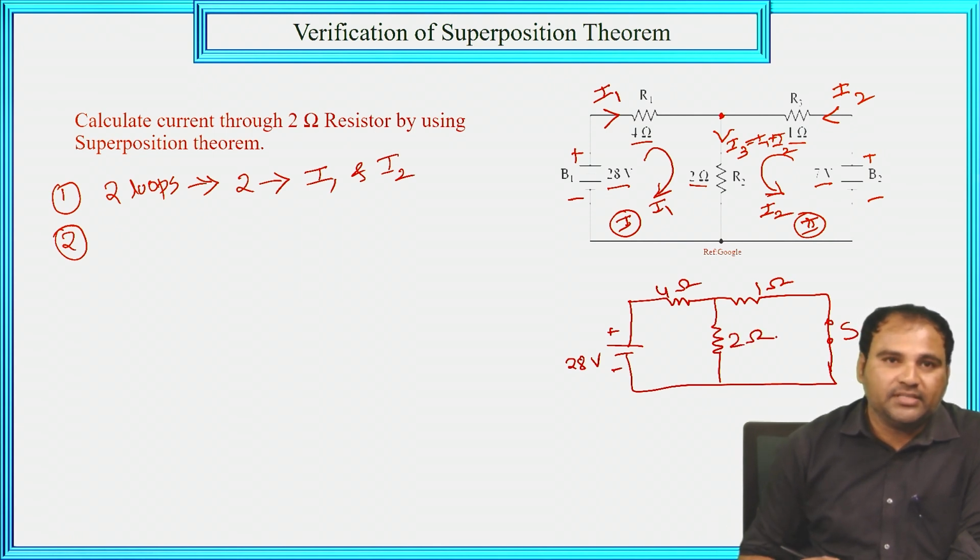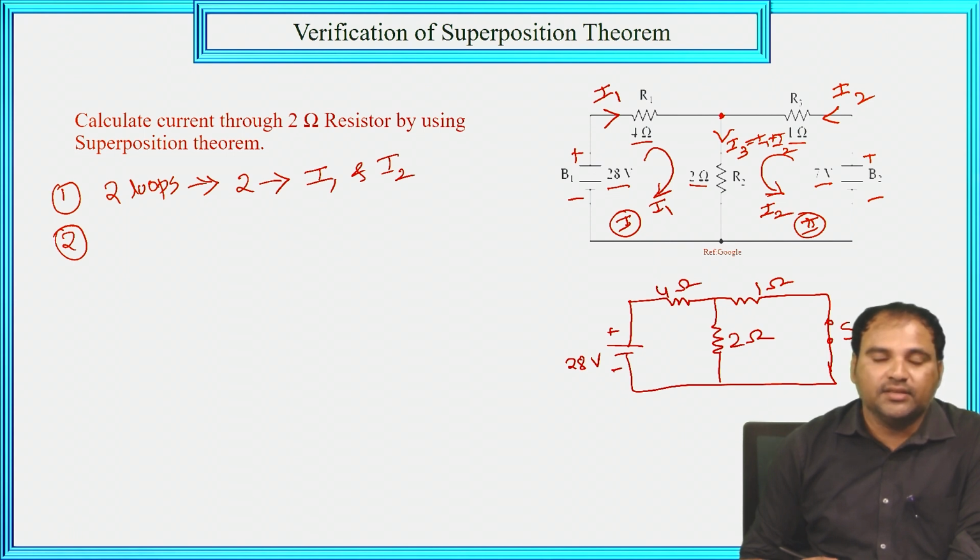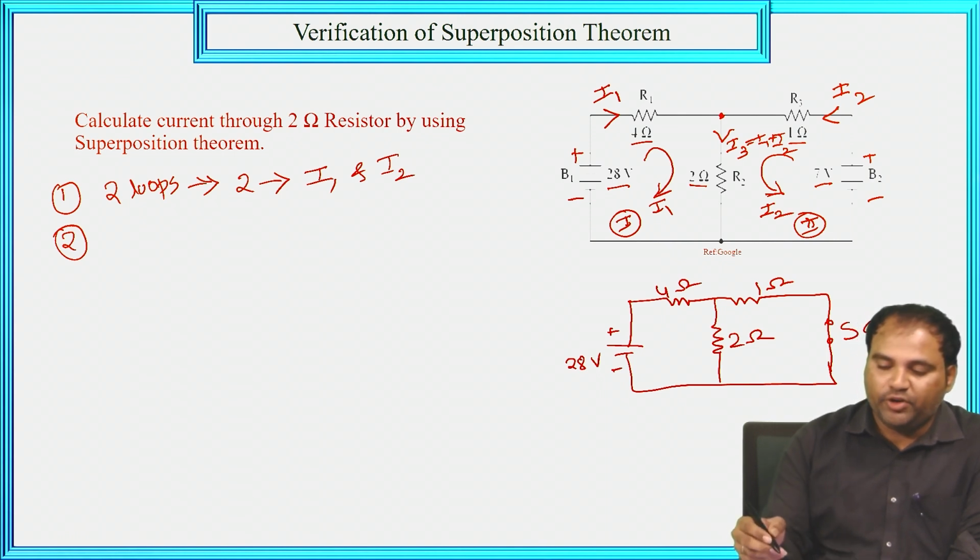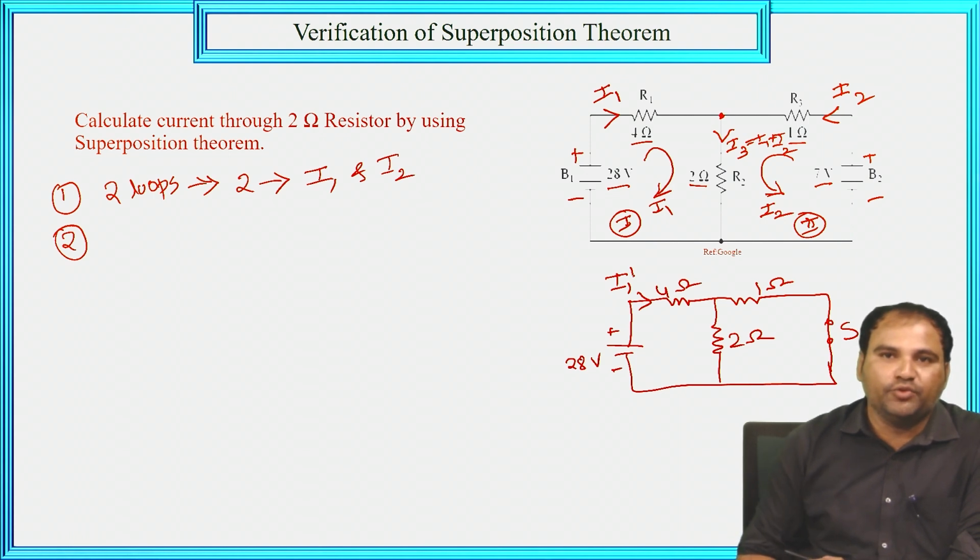Now for this new circuit we need to give the new current directions. The previous current directions were I1, I2, I3. At 4 ohm we were already taking I1; now I am taking the current as I1 dash. The current through 4 ohm is I1 dash, and the current through 2 ohm I am taking as I3 dash.